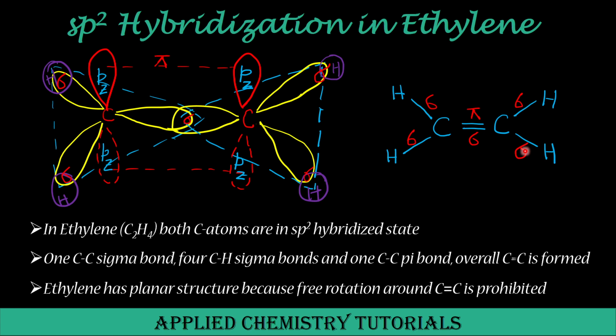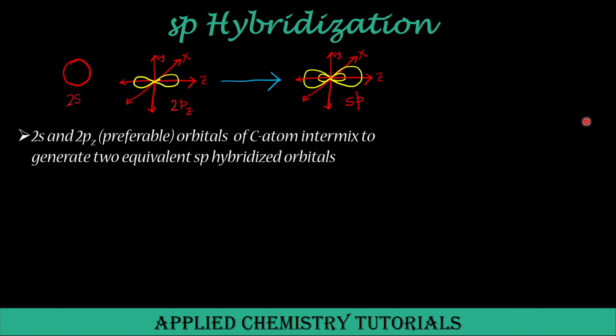Now C double bond C is formed and free rotation around the C double bond C is prohibited, so it has a planar structure. Now coming to the sp hybridization, as the name suggests, 1s and 1p, preferably pz, these 2 orbitals intermix with each other to create sp hybrid orbitals. 2 sp hybrid orbitals, these small lobes are represented but should be omitted in a real scenario. Shortly we will discuss why.